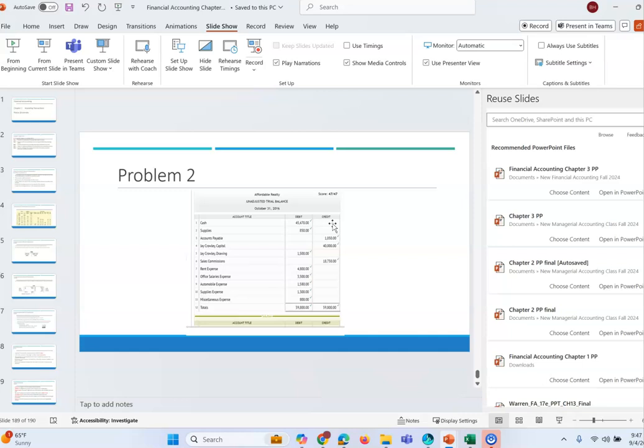It was a revenue. Fees earned was a revenue. Right. Remember, expenses will say the word "expense" after it. Okay. Does that make sense?